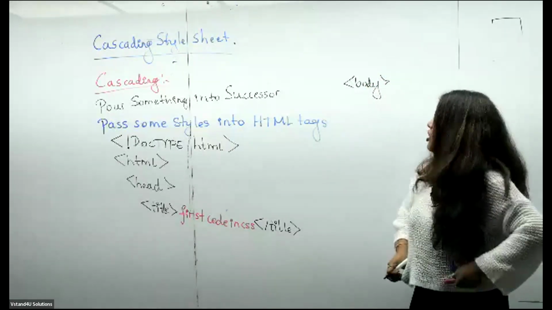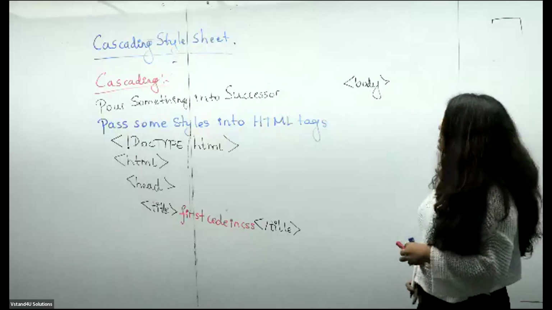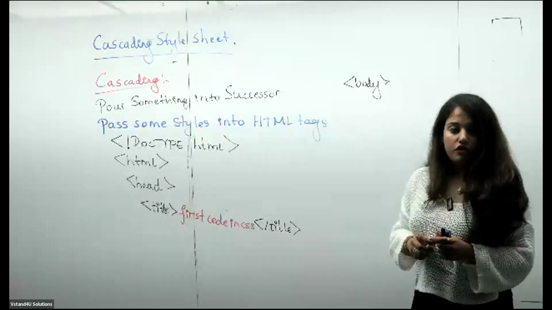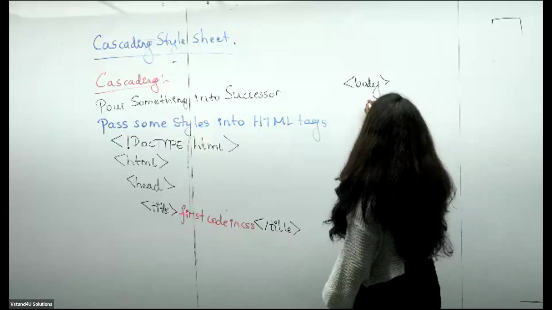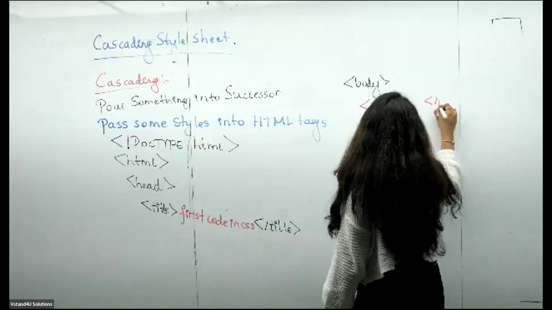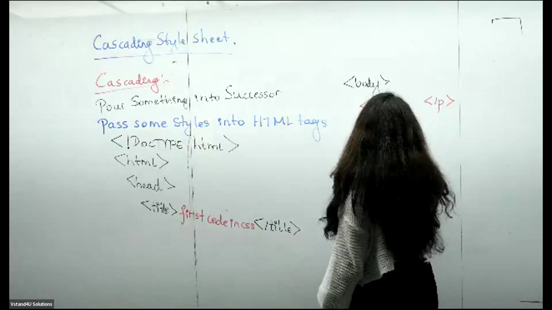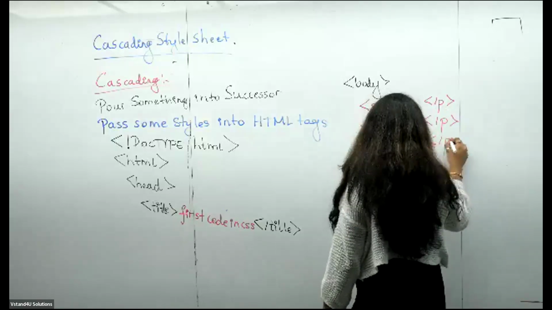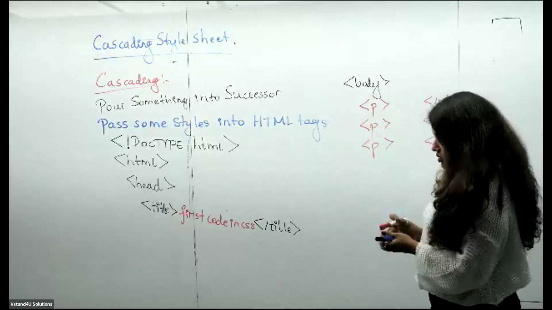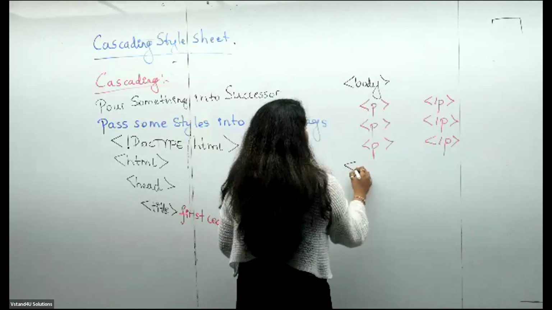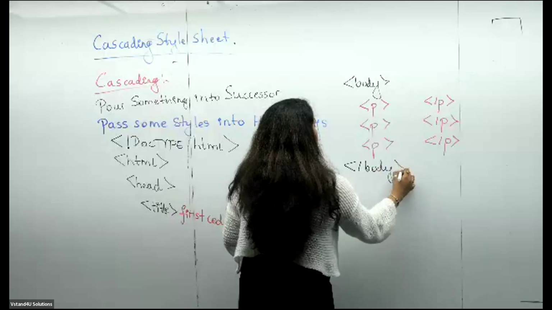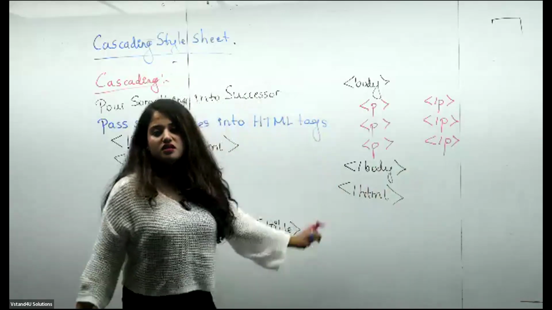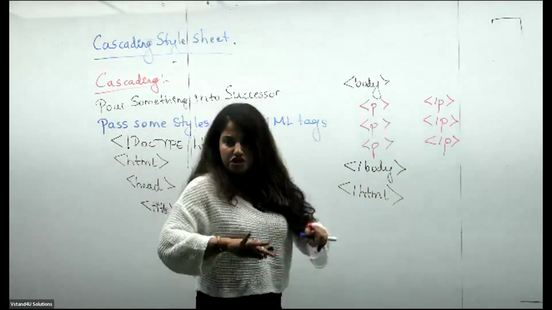The next tag is called the body tag. Inside this body tag, let me consider 3 paragraphs. Paragraph tag, you remember? So in this body tag, let me consider 3 paragraph tags: P, P, and P. Now let me close this body tag and let me close this HTML. The same HTML code. Any changes I have written?